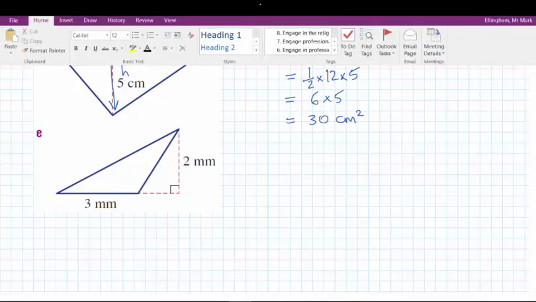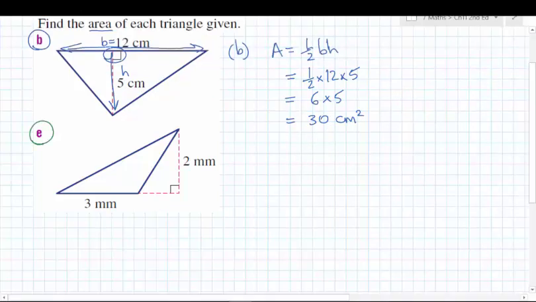Right, so let's have a quick look at E. With E, again, my area is equal to a half of my base times my perpendicular height. What I want to think of here is that our base is always the length of one of the sides. So that's the base length there. My perpendicular height is the height that is perpendicular to this base, which is this height here.